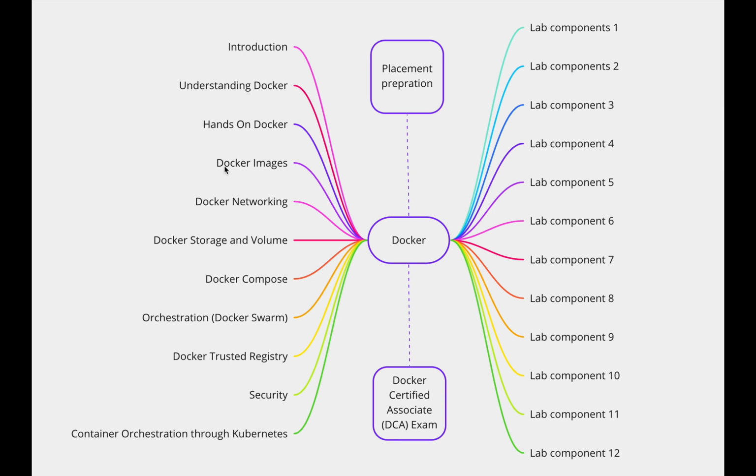Throughout this course there will be 12 lab components, and each lab component will again have 4 labs. So in total this course will have 48 labs plus. We have designed this course specifically for people who want to go ahead with Docker's DCA, that is the Docker Certified Associate exam, or placement preparations.